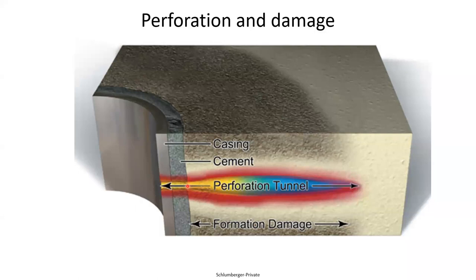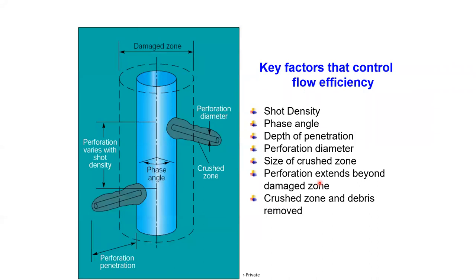So what are the factors that will control the efficiency of the flow through a perforation? We will have the phase angle. We will have the damage of the perforation in the tunnel, which we also call the crush zone. We will have the diameter of the perforation itself, the size of the crushed zone, and the shot density. All these items will be affecting the flow efficiency of my perforation.